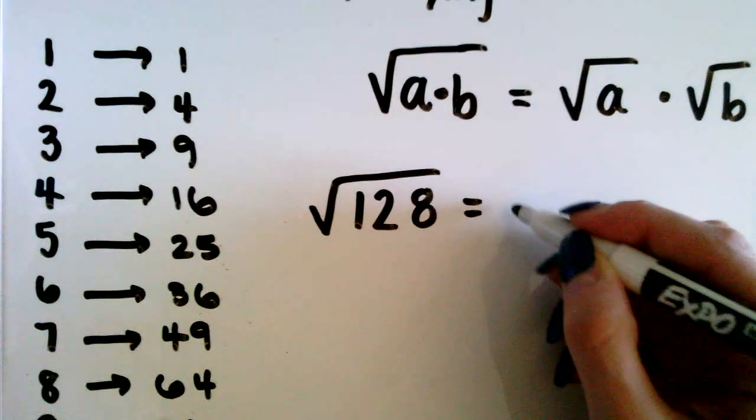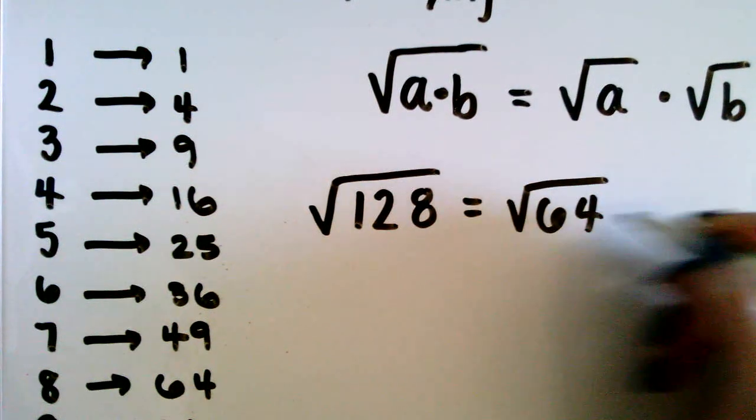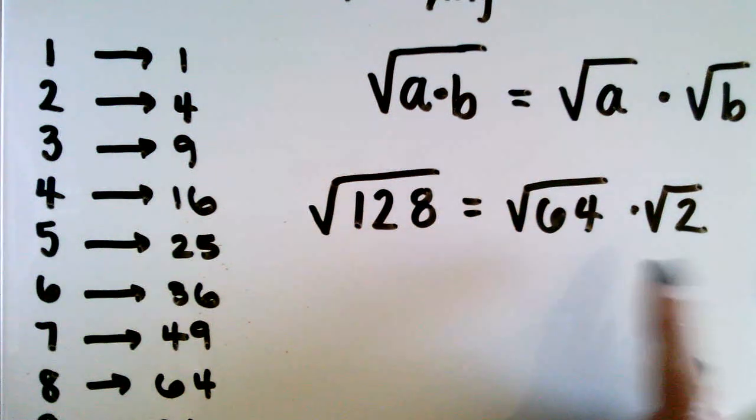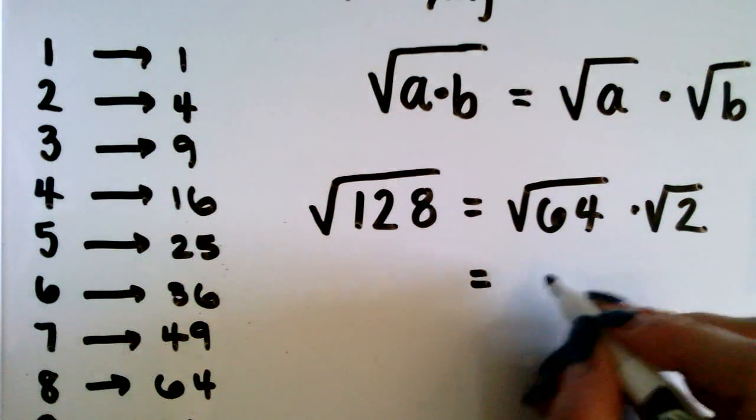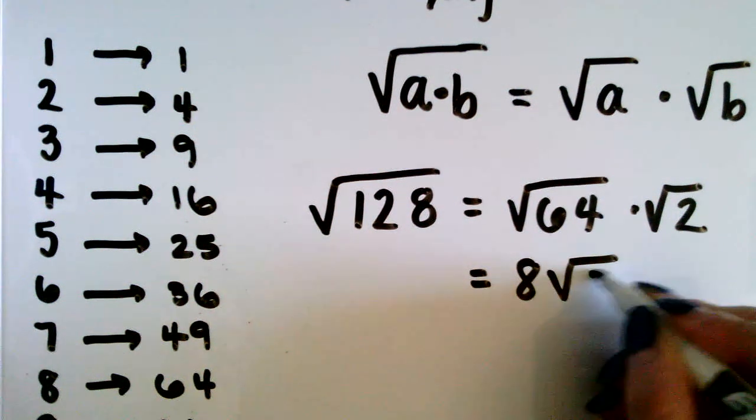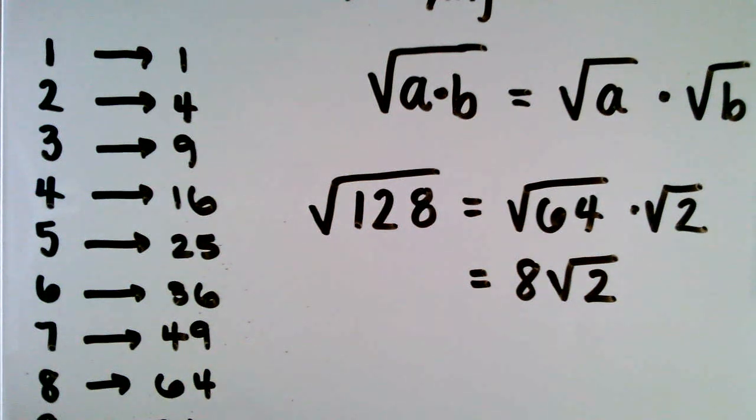And yes, that does work. This is the square root of 64 times the square root of 2. This multiplication symbol here is not actually necessary, but we know the square root of 64 is 8, and that gives us 8 radical 2. Again, checking these on our calculator, we get that they have the same value, and therefore that means that they are equal.